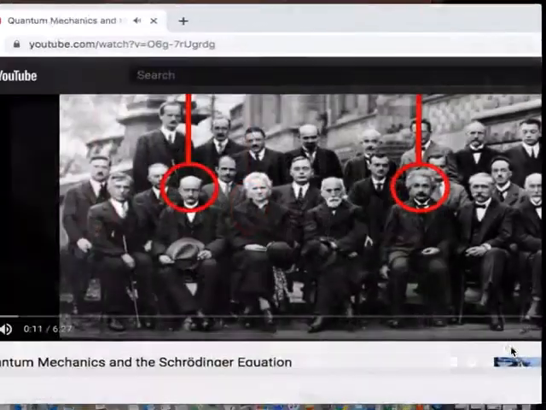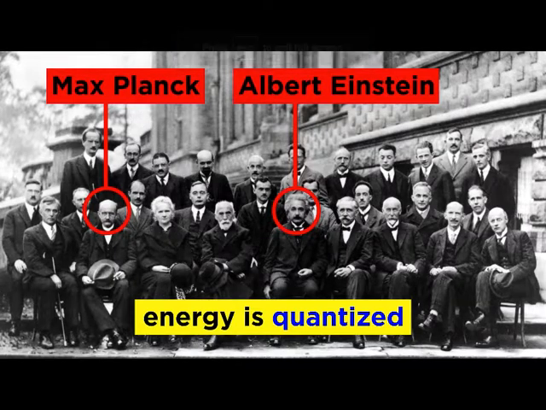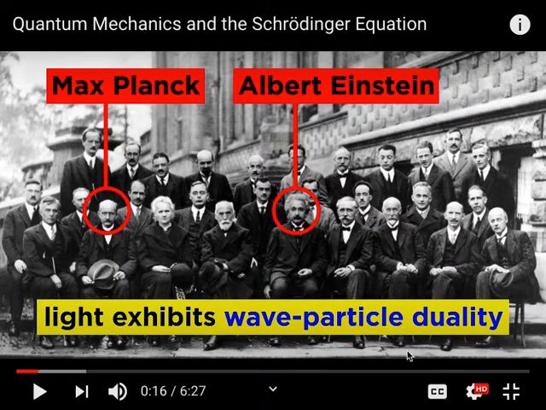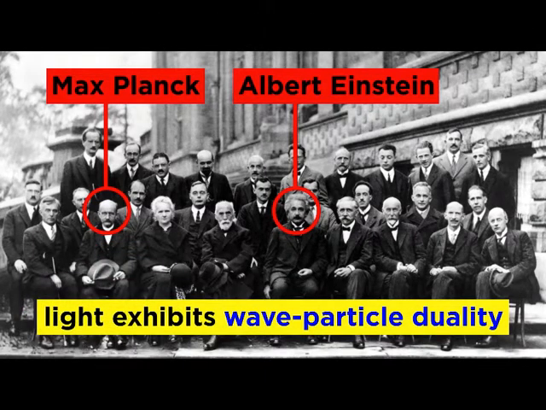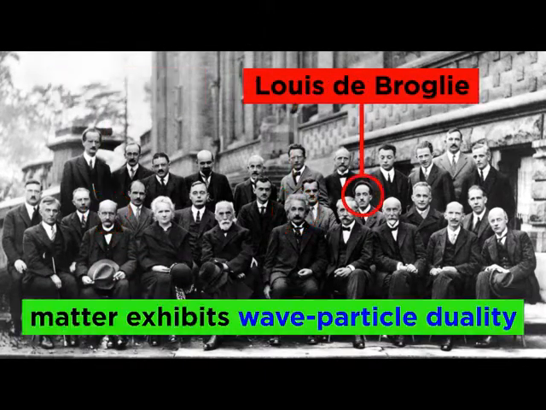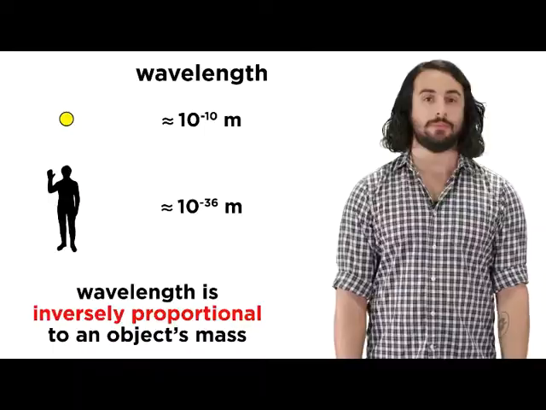Through the work of Planck and Einstein, we were forced to accept that energy is quantized, and that light exhibits wave-particle duality. Then de Broglie extended this duality to include matter as well, meaning that all matter has a wavelength, from a tiny electron to your whole body to a massive star.